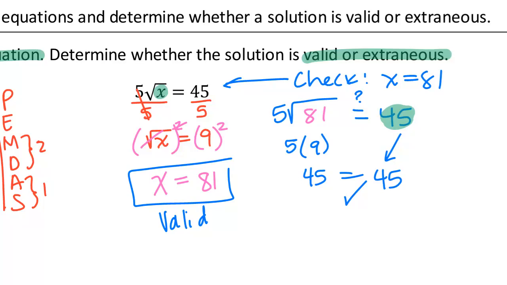Okay, so when we're solving, you want to get rid of basically everything that's not inside the radical. Then undo the radical, and then once you have a solution, go check it, okay?